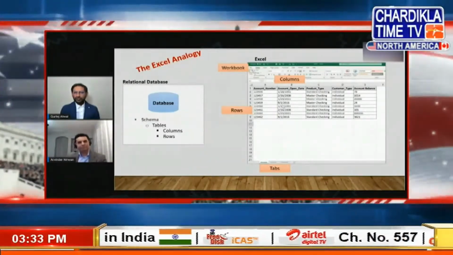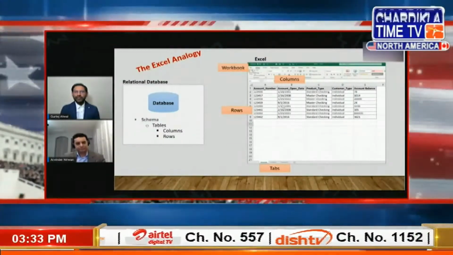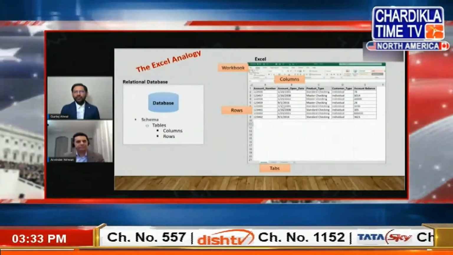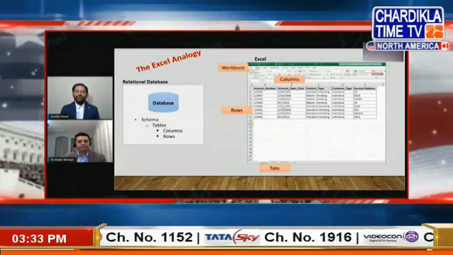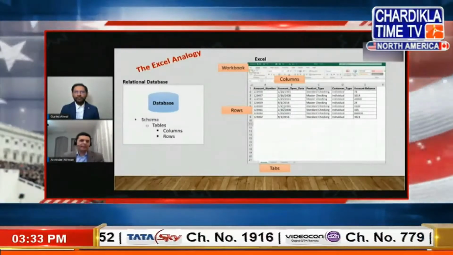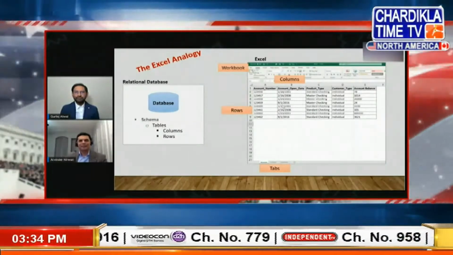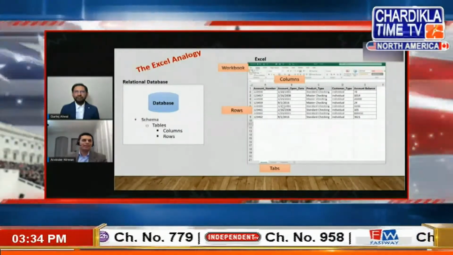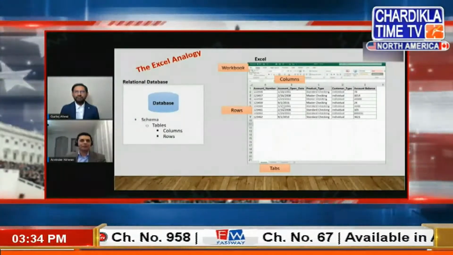So what databases are there? Can you give some examples of prominent companies that have created databases, what their names are, and what variety we have in the industry for databases? Yeah, so like anything in the market, Gurtej, there are so many kinds, right? The most commonly used in the banking industry are Oracle database and Microsoft SQL Server.